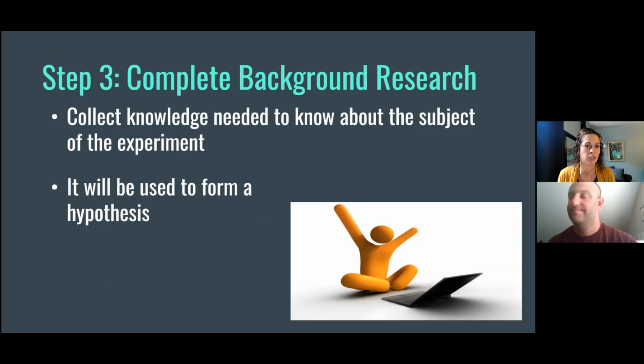After you have your question, you'd look into some background research. So you think about what people have already learned about the leaves in the fall in New England. You're going to collect knowledge that you might need to know about the subject in order to complete your experiment where you're going to answer your question. This background research is going to help you develop a hypothesis, which is your next step.